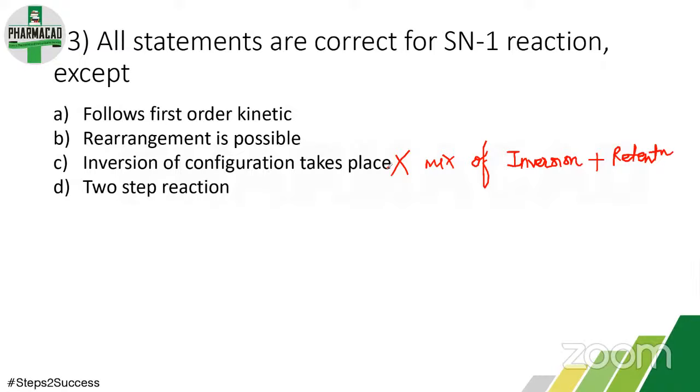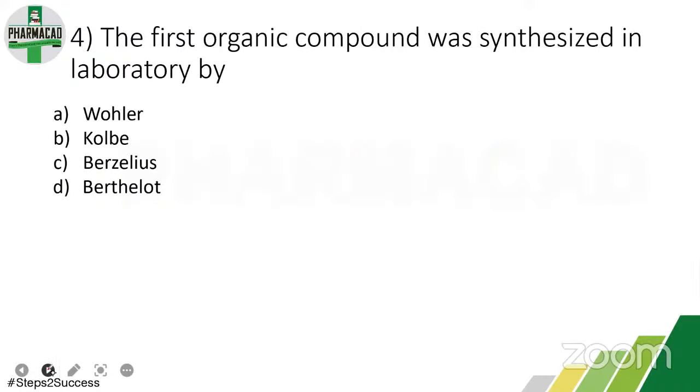Next is two-step reaction. As I already said, SN1 is a two-step reaction. In step 1, formation of carbocation, and in step 2, attack of nucleophile on carbocation which is formed in step 1. So the incorrect statement is option C, inversion of configuration takes place.